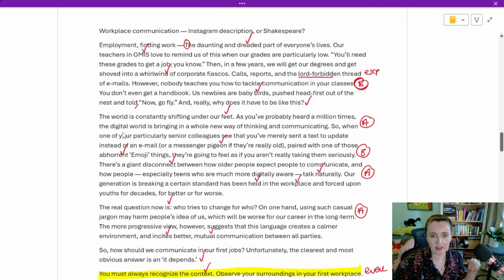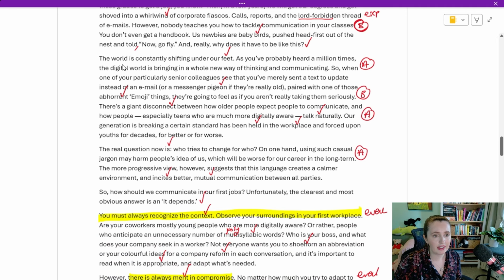And we've got a nice semi-formal tone. She's also got a detail from text B, which is that no one ever teaches people how to communicate. So this is nice. Main body paragraph. The world is constantly shifting under our feet. As you've probably heard a million times, the digital world is bringing in a whole new way of thinking and communicating. Summary from text A.